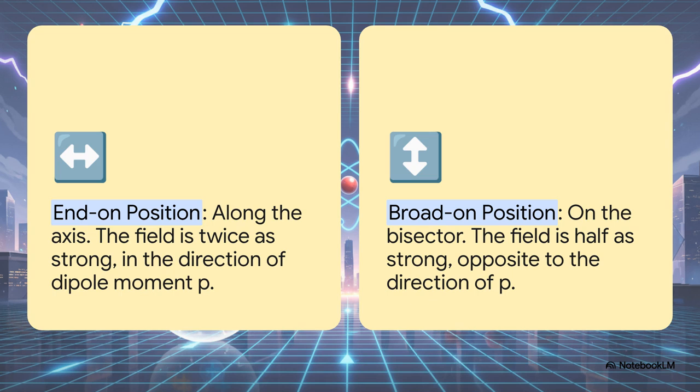The second spot is the broad-on position, which is on the line that cuts right through the middle, perpendicular to them. And here's the kicker. The field here is only half as strong as at the end-on spot, and it points the other way. Knowing that difference, that's a classic exam question.